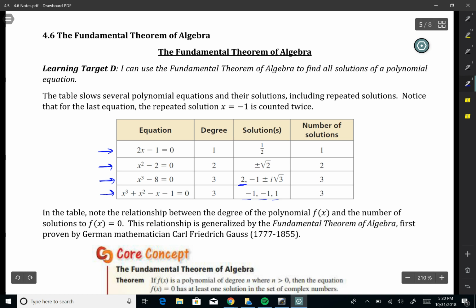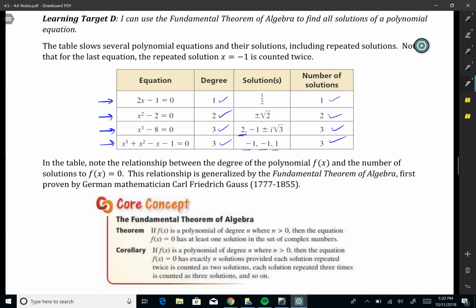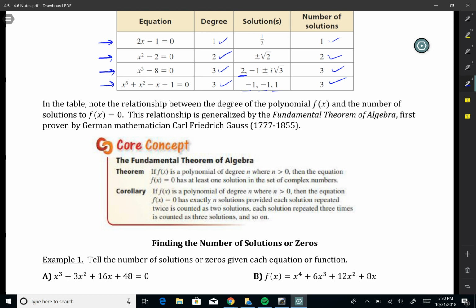So you might have figured it out already, but can you tell the relationship between the degree of the polynomial and the number of solutions? Notice in our linear, the degree was 1, and we had 1 solution. Quadratic had degree 2, and there were 2 solutions. Both these cubics had 3 solutions. So this relationship is generalized by the fundamental theorem of algebra, which was first proven by the German mathematician Carl Friedrich Gauss. So I have this little screenshot from your book.